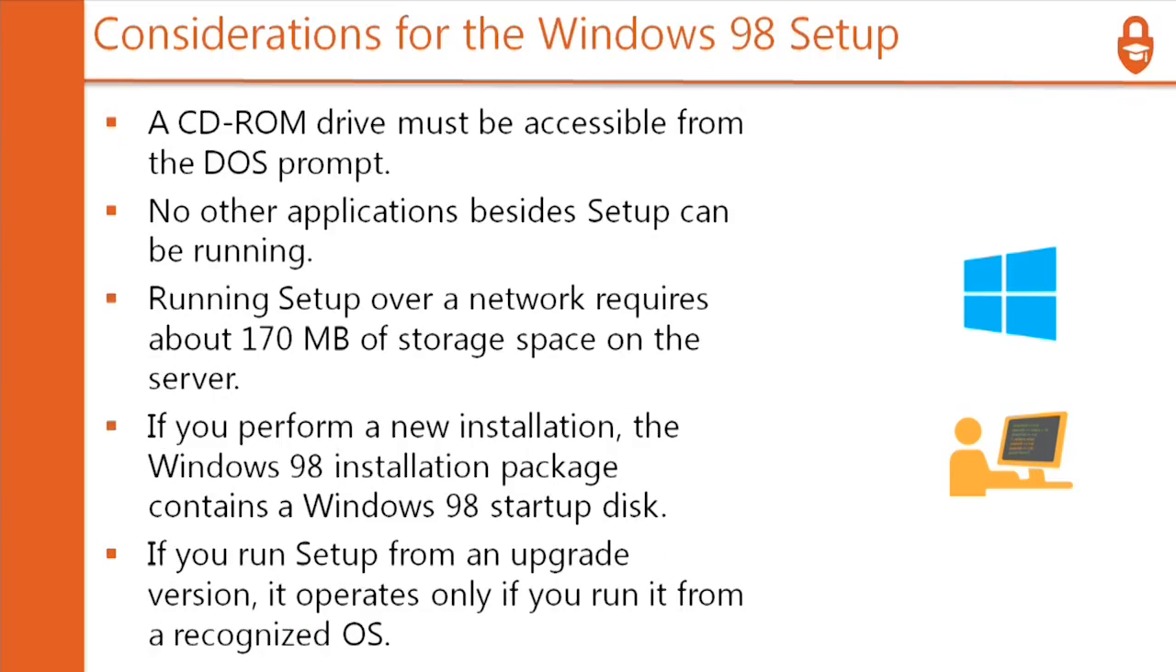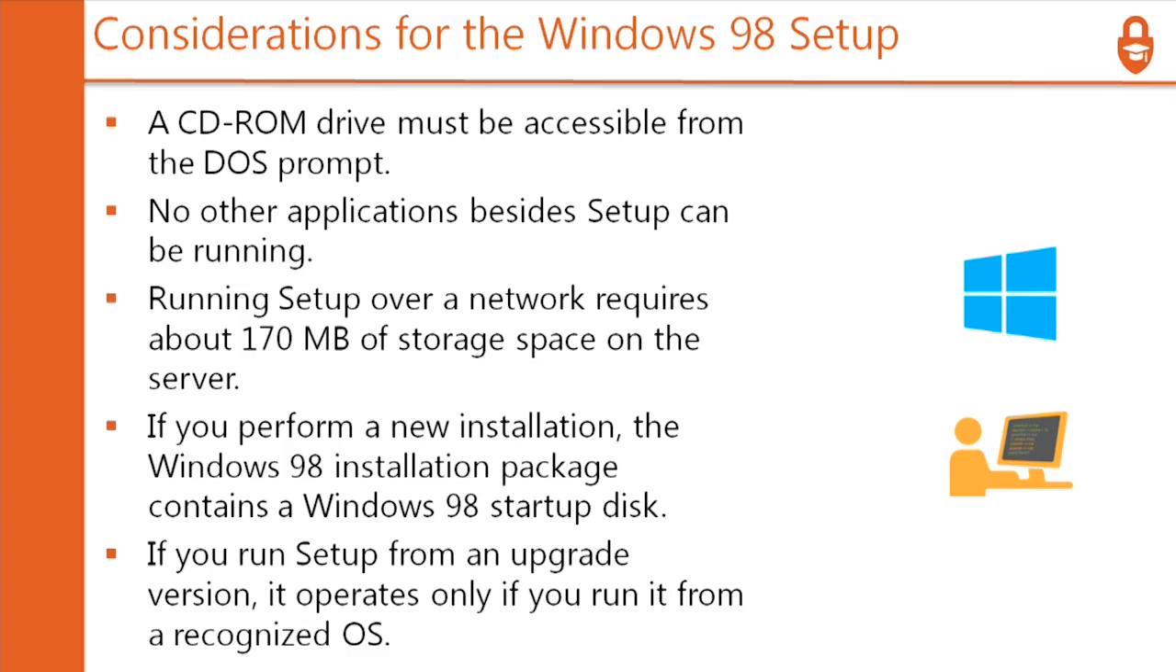So some considerations for the Windows 98 setup. A CD-ROM drive must be accessible from the DOS prompt. No other configuration or no other applications besides setup can be running. Running setup over a network requires about 170 megabytes of storage on the server. So what that previous bullet is saying, 170 megabytes was the install for Windows. That's pretty small, right? If you perform a new installation, the Windows 98 installation package contains a Windows 98 startup disk. So it came with a little floppy disk.